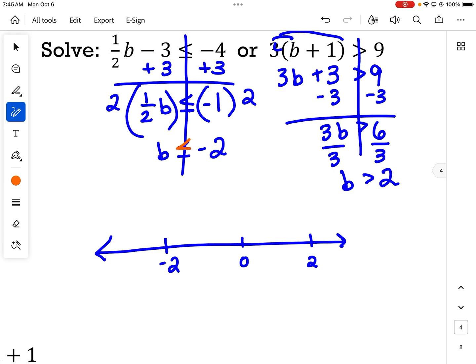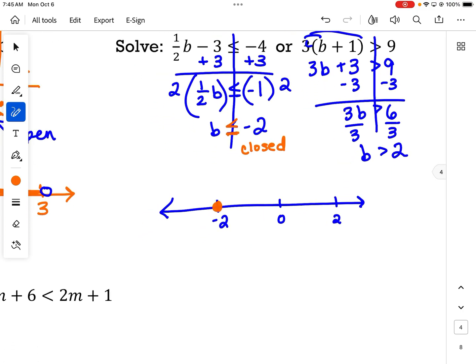Okay, this says b is less than or equal to -2. So this is going to be closed on -2. And it says less than. So which direction are we going to go if we're going less than? Left. Going left. Left is less than.